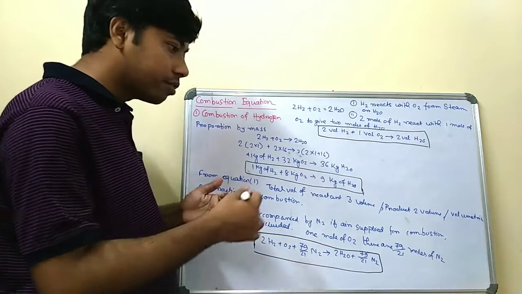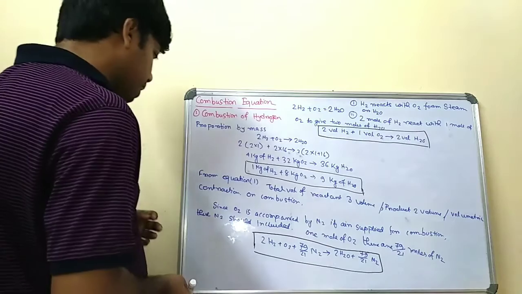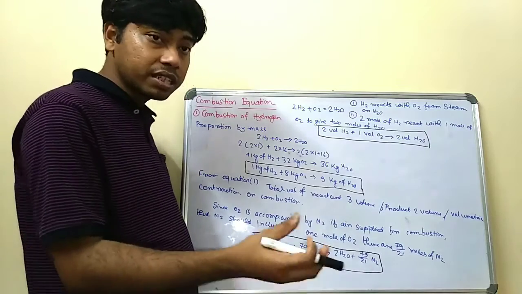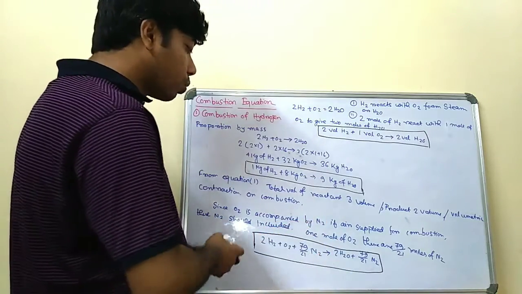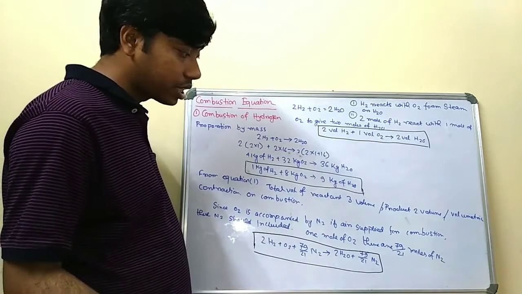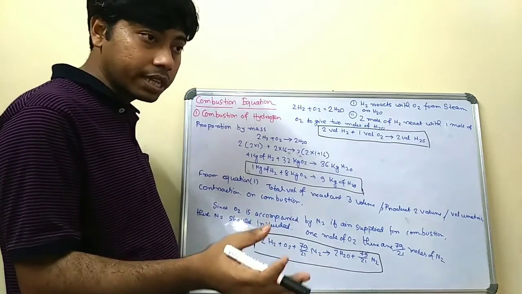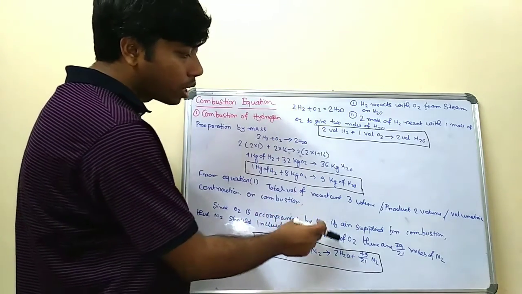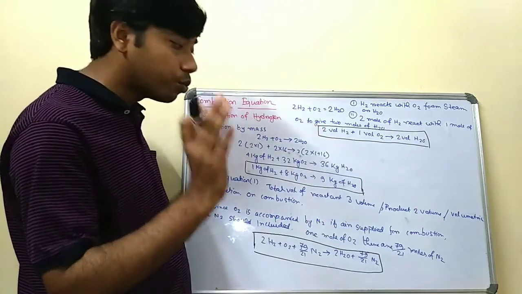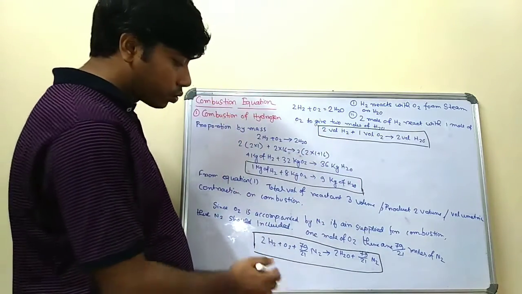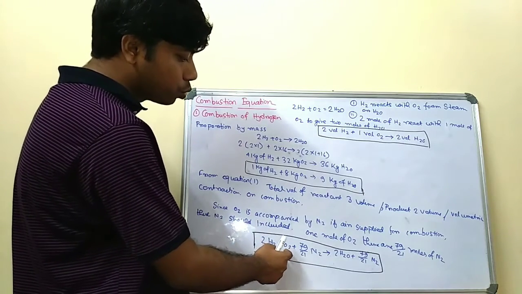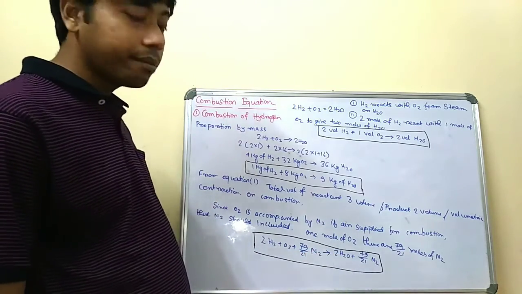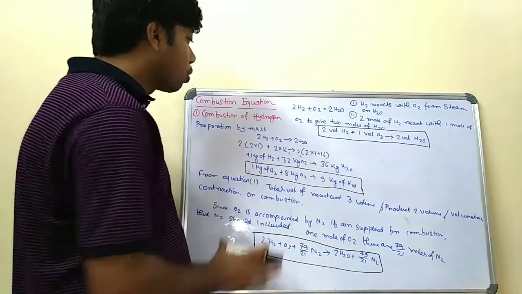Okay, now you can adjust because, as you know, oxygen is accompanied by nitrogen, since there is atmospheric nitrogen. So if air is supplied for the combustion, obviously nitrogen should be included. For 1 mole of oxygen, there are 79 by 21 moles of nitrogen. So the final expression will be 2H2 plus O2 plus 79 by 21 nitrogen is equal to 2H2O plus 79 by 21 nitrogen. So this is the combustion of hydrogen.